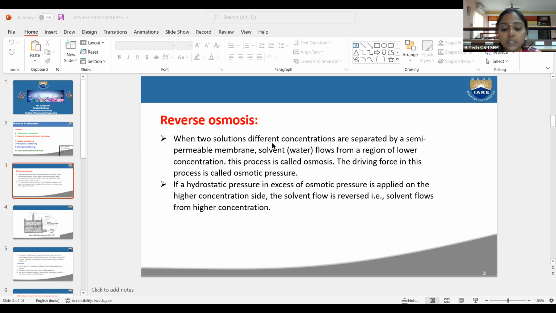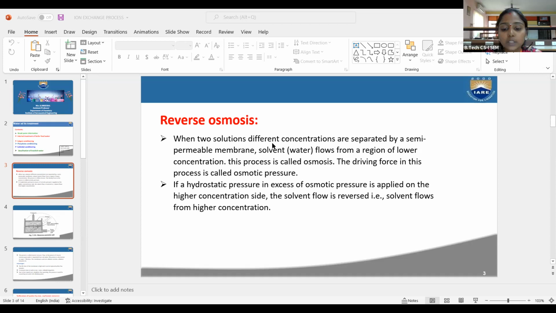So see, osmosis means the solvent moves from lower concentration to higher concentration side. Here, you know the meaning of solute, solvent, and solution. Okay, solvent means which one is dissolved. That is solvent. Solute, which is dissolved. Solution, when we combine solute and solvent, it forms the solution.